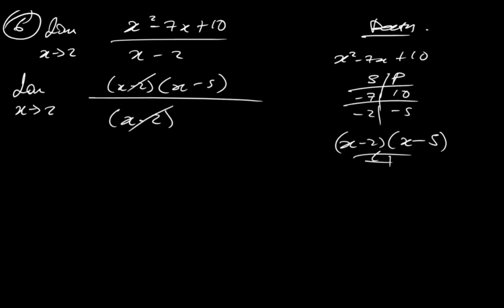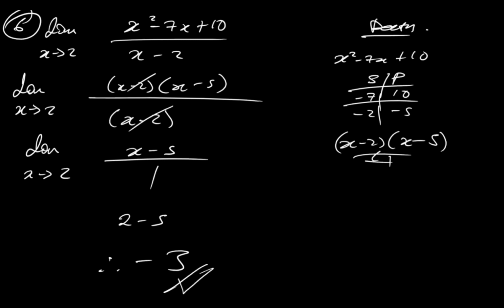So this cancels with that. You have the limit as x approaches 2 of x minus 5 over 1. You can just plug in and you have 2 minus 5 over 1, which won't really change anything. So if you do the math there, you can end up getting a minus 3. So minus 3 is your final answer.